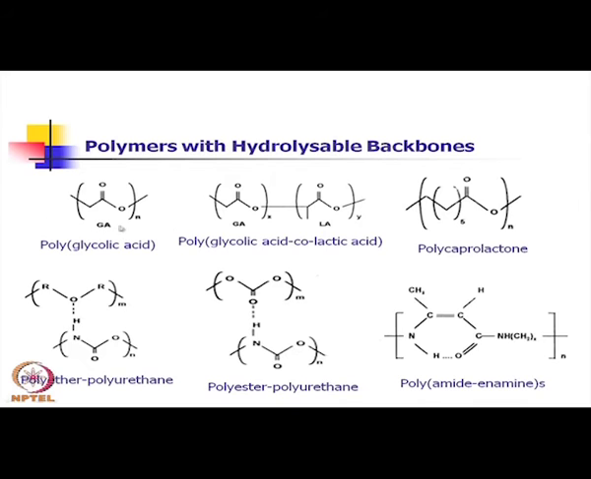Now, here are the structures of those polymers: polyglycolic acid, polylactic acid, polycaprolactones, polyether polyurethanes, which have intermolecular hydrogen bonds, and polyamide enamines. If you look into the structure, you can understand why they will be degradable by microorganisms, or will be degraded by the action of acids or alkalis through hydrolysis.